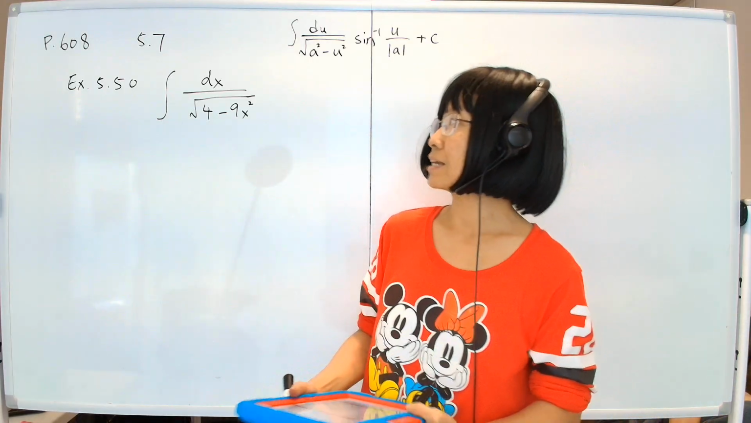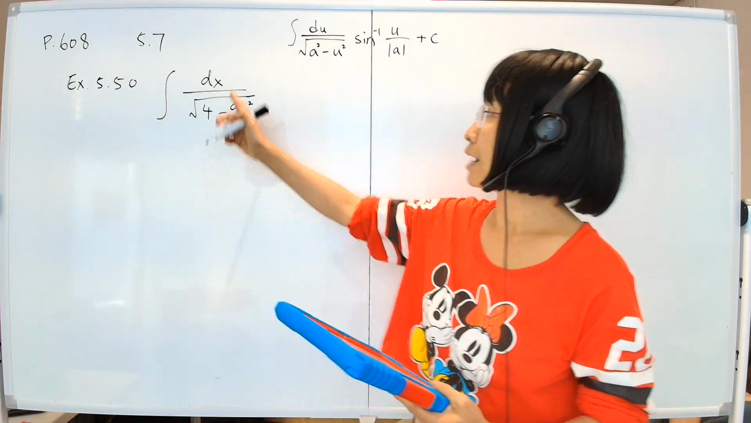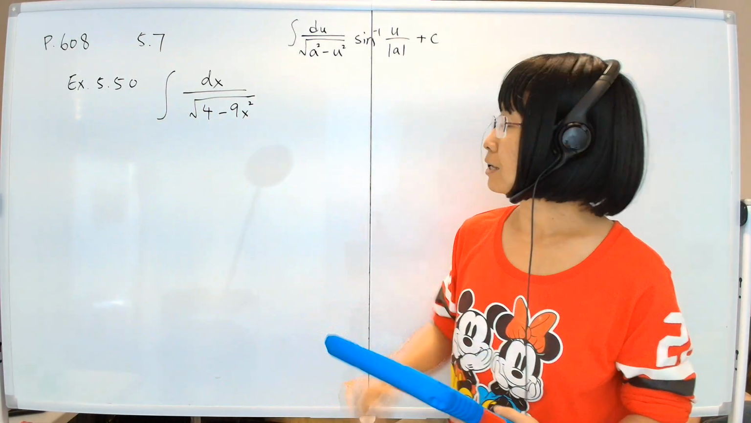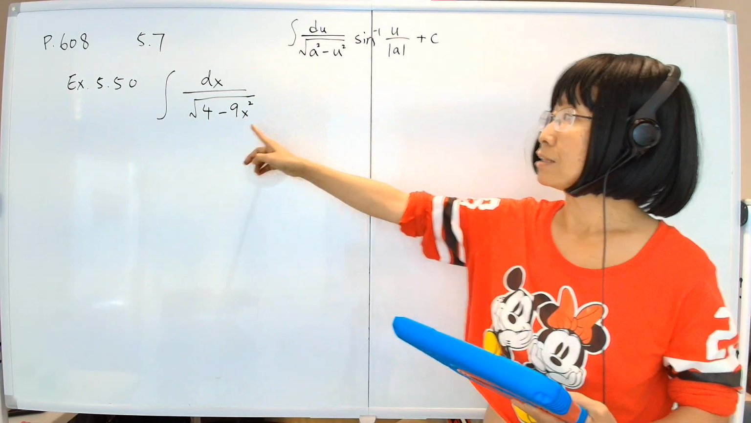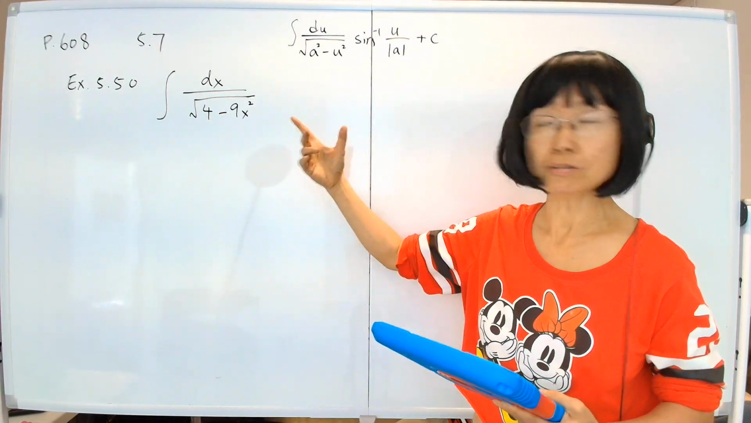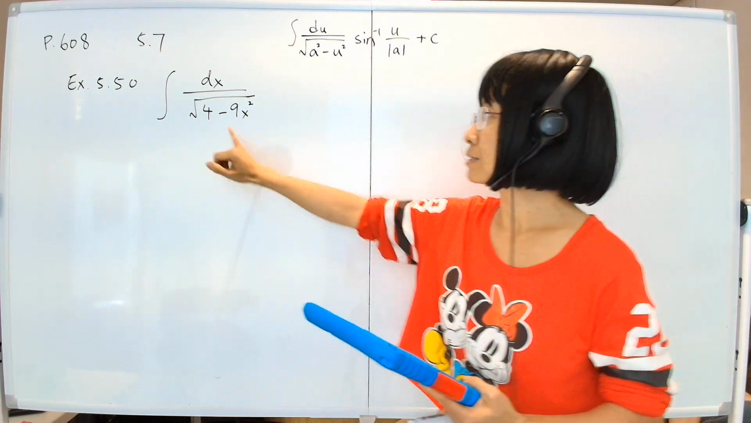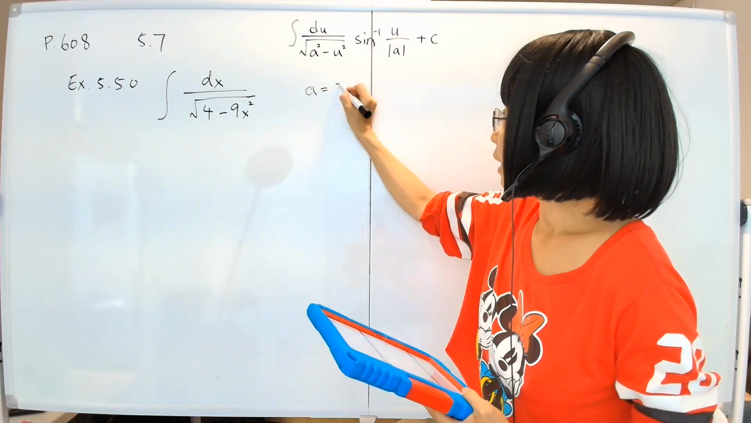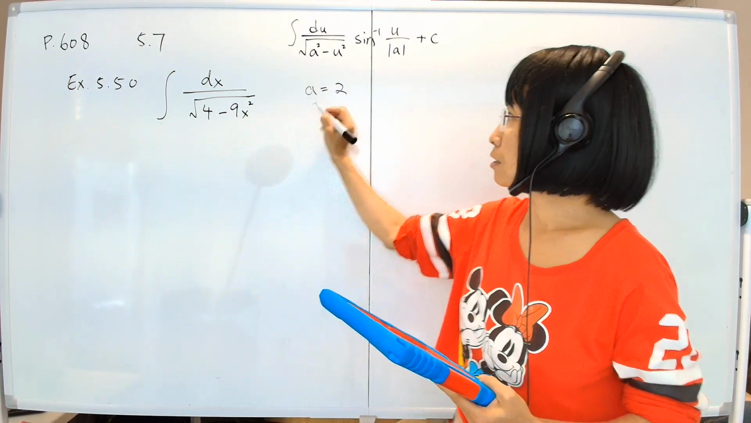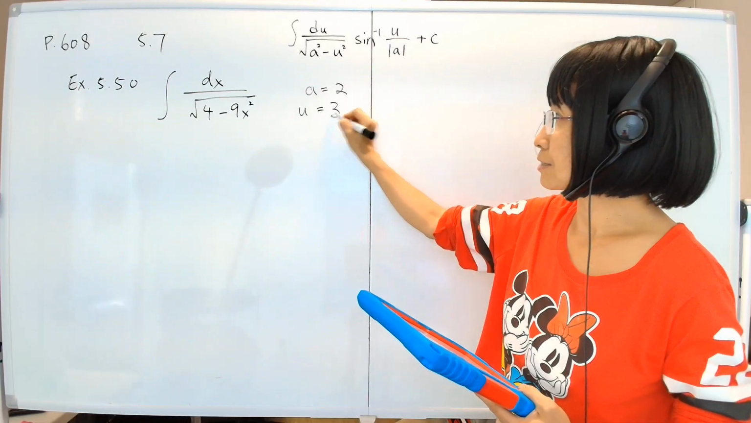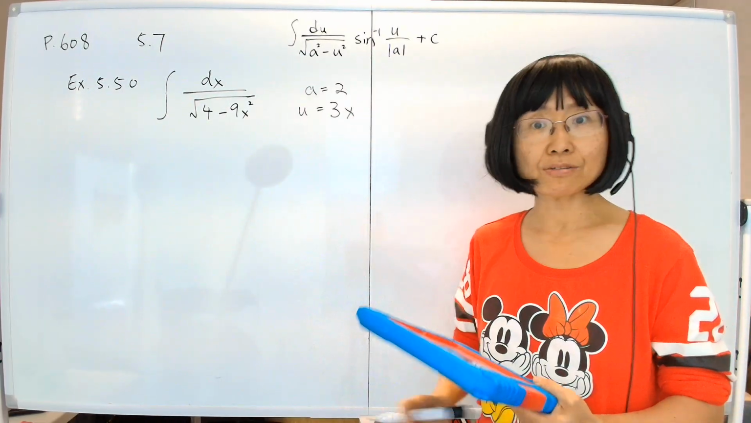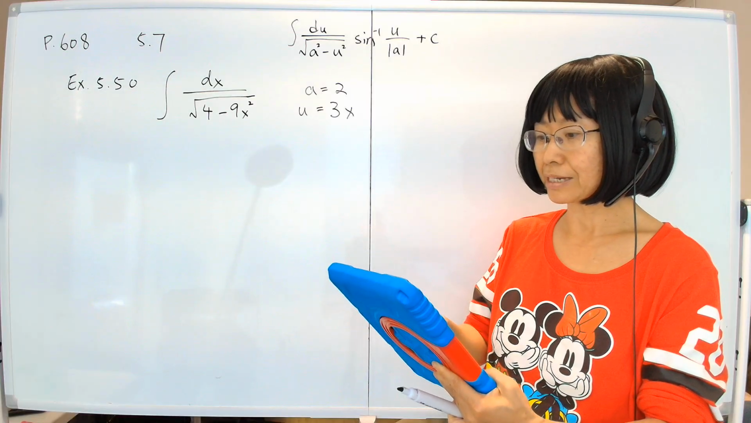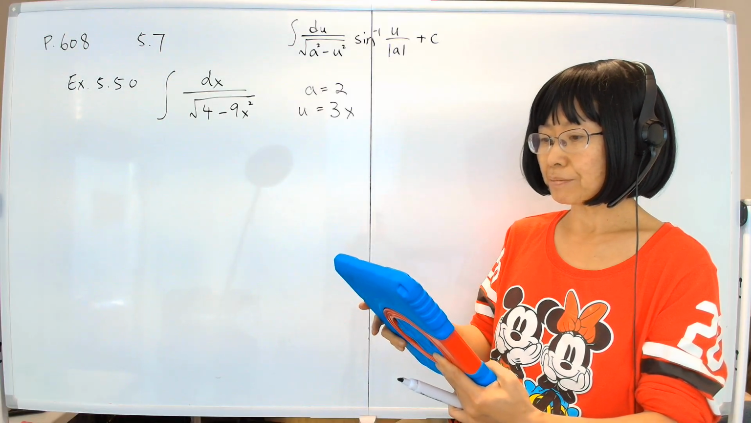So next, let's look at example 5.50, where we have to integrate 1 over the square root of 4 minus 9x squared. Now you recognize it is in this form. The minus is important. If it's plus, this is not going to work. Everything has to be exactly the same. So a squared, where a is 2. Remember that a equals 2, and then u will be equal to 3x. With that, you can plug in the formula to directly apply it.